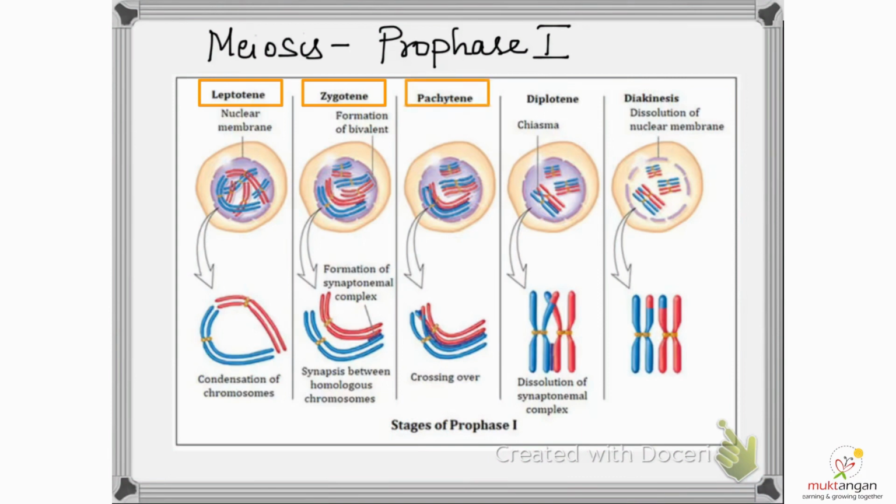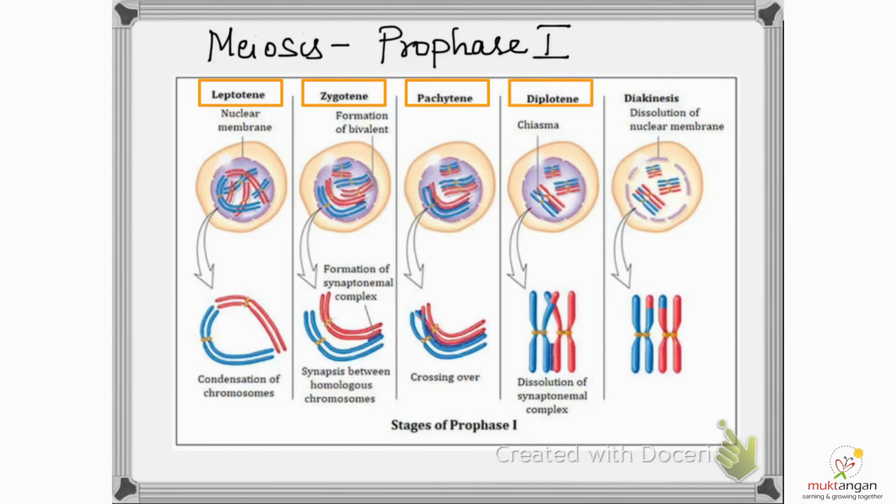Pachytene is the important step in prophase 1. Here, crossing over takes place. It is also known as genetic recombination. In this step, transfer of genetic material takes place. There is exchange of genetic material between the homologous chromosomes.